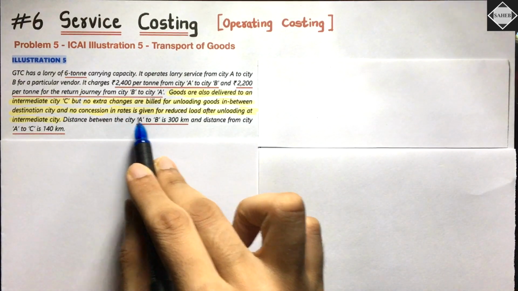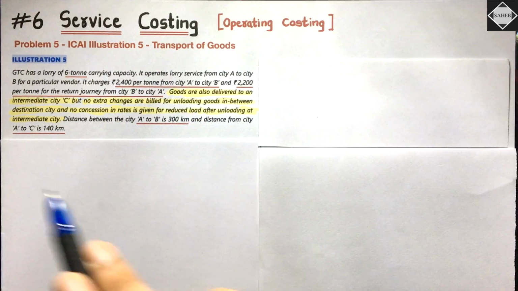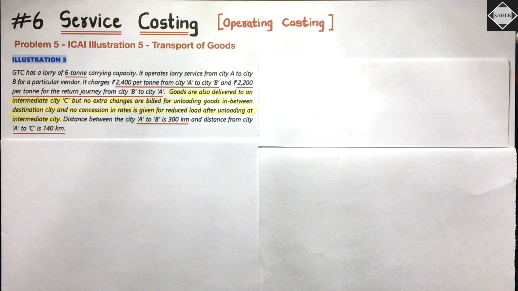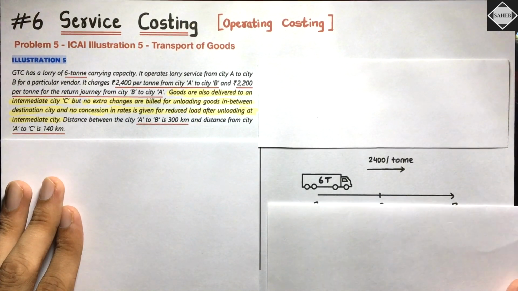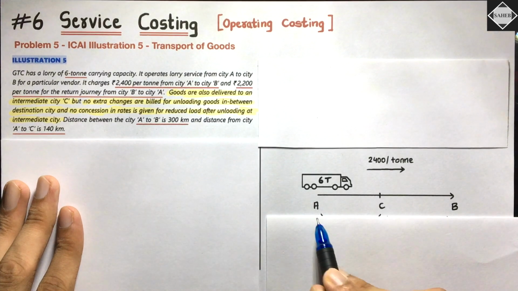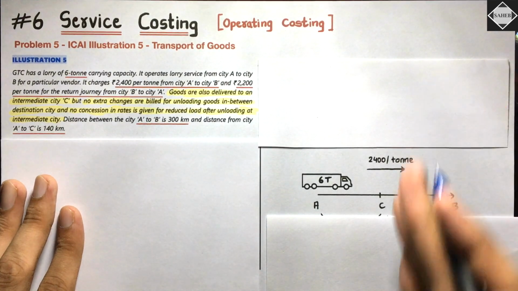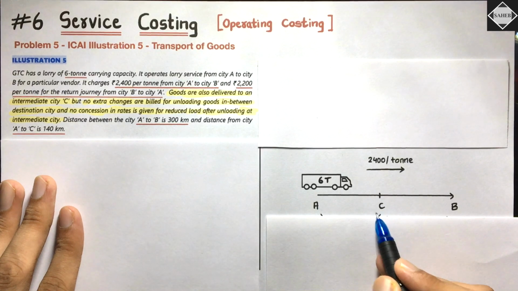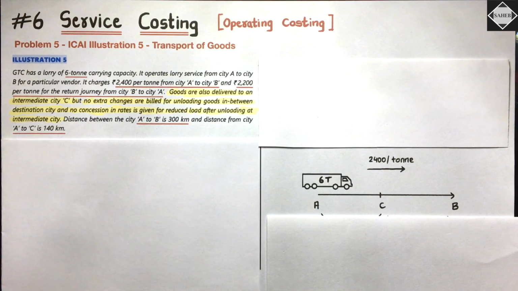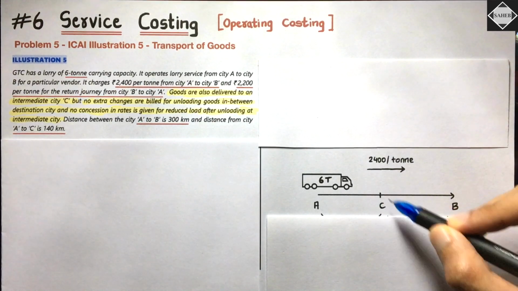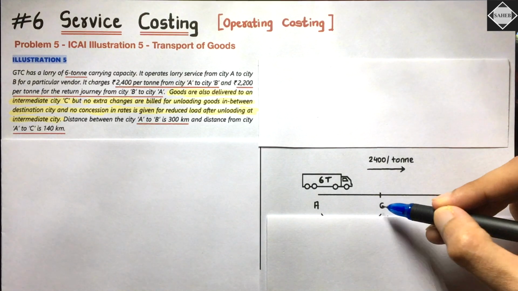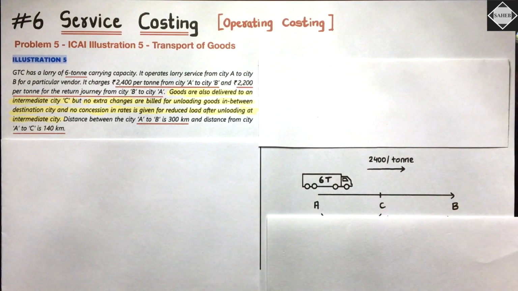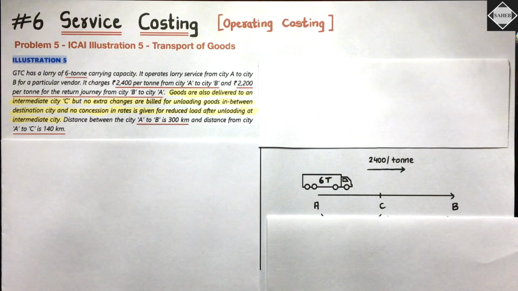No concession in rates is given for reduced load after unloading at intermediate city. That's what it means. See here in the diagram, we have a truck which has a 6-ton carrying capacity. There are 3 cities over here. From A to B we are going, and in the middle we have a city called city C. Is it clear? Yes. And that highlighted sentence told us that we may unload our goods in between, whenever the vendor says so. If we are unloading, then we will not charge anything extra and we will not give any discount also. Is it clear?